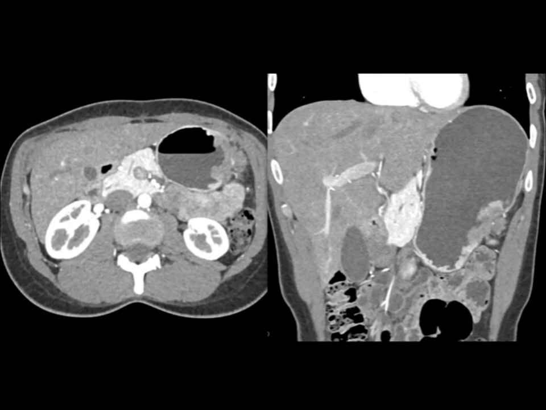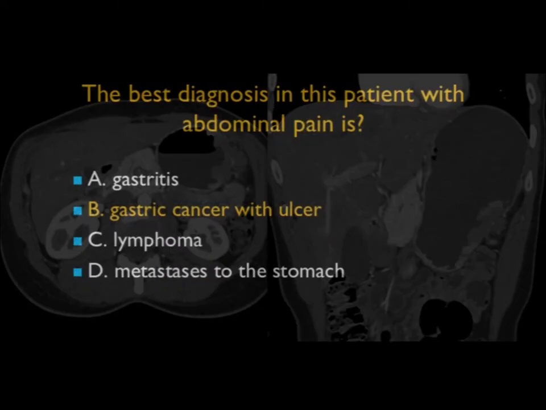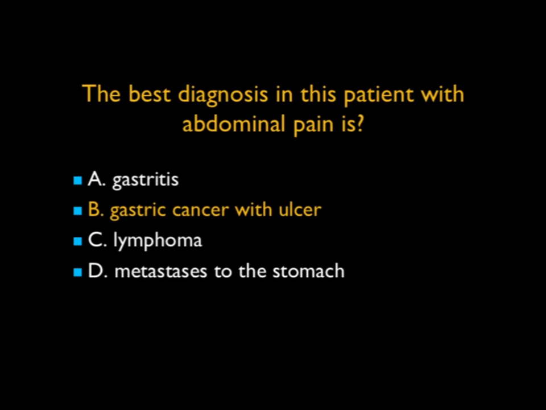Could it be lymphoma? I guess, though lymphoma typically is not so focal. Could it be metastasis if this patient had melanoma? I guess theoretically that's possible. This is not gastritis, it's too focal. The best diagnosis is gastric carcinoma with ulceration, and unfortunately for this patient, the tumor has also spread into the perigastric tissues.